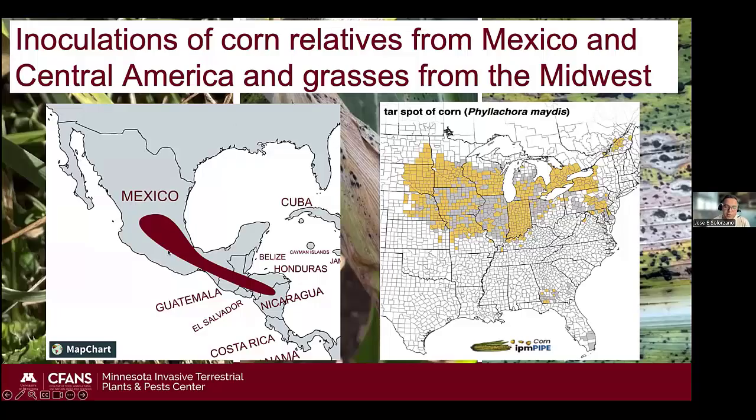So for these, we selected a few corn relatives from Mexico and Central America, and we are selecting these because the chances of Phyllachora maydis infecting these corn relatives may be high, because Phyllachora maydis is also native to Mexico, so the chances of this pathogen or fungus infecting these plant species is very high. And we're also testing Phyllachora maydis on native plant species that are known hosts of Phyllachora from the Midwest.